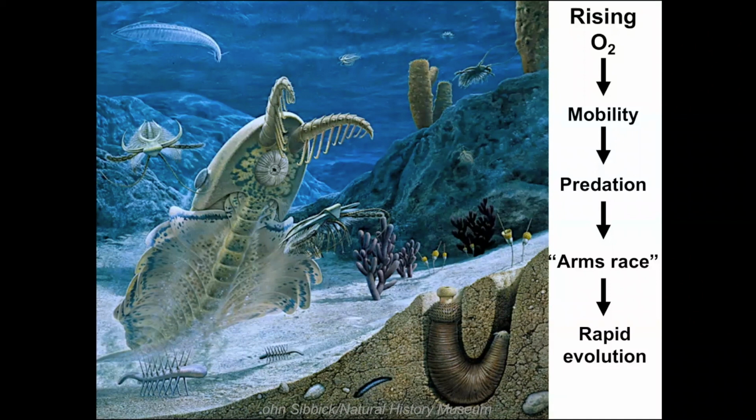Well, mobility can allow for predation, and predation can produce an arms race, basically, where an animal develops teeth, so another animal gets a better shell. Its prey gets a stronger shell, which means the other animal has to adapt if it's going to continue to eat and survive. So lots of changes, very rapid evolution at that time.